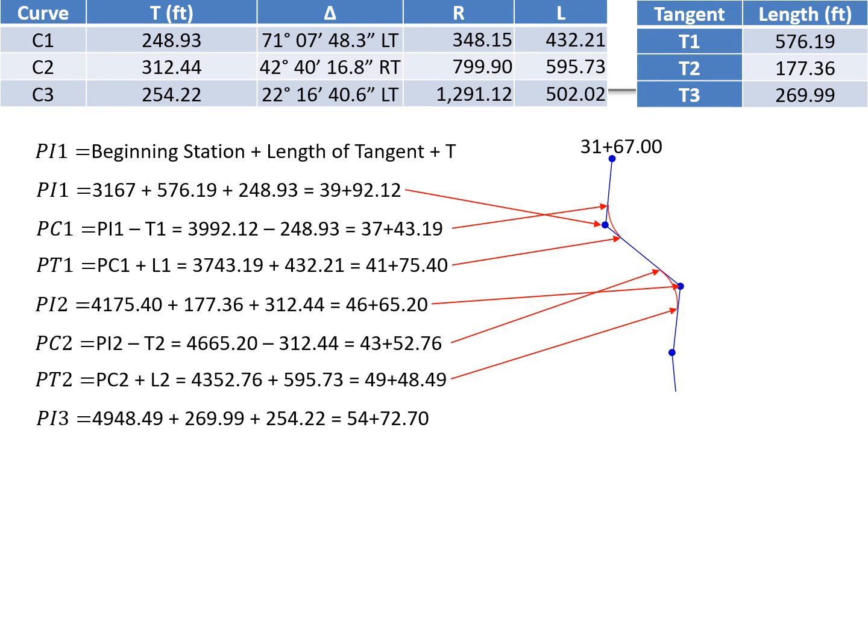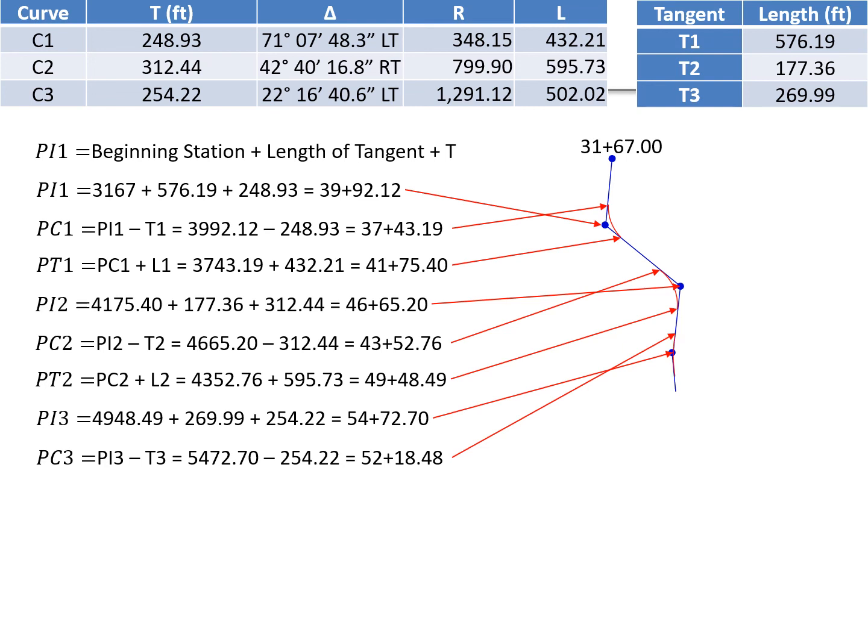Now moving on to the PI of curve 3. So we have 4948.49 plus the tangent length T3, 269.99, plus the tangent of curve 3, 254.22, gives us a PI3 station of 54 plus 72.7. I'm going to go back to locate the PC of curve 3, and that's PI3 minus the tangent of curve 3. So 5472.7 minus 254.22 equals 52 plus 18.48. And that'll give us PC3.